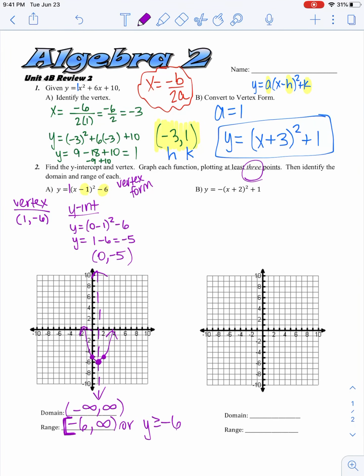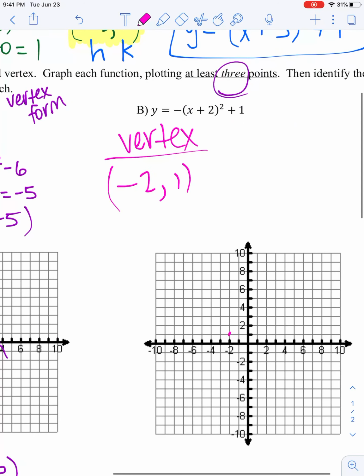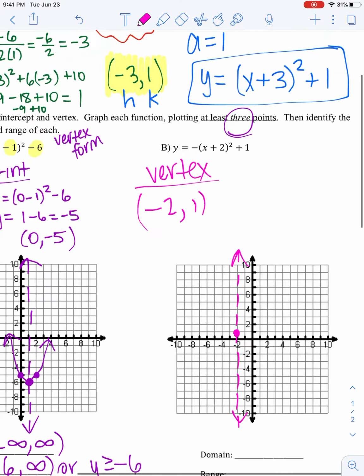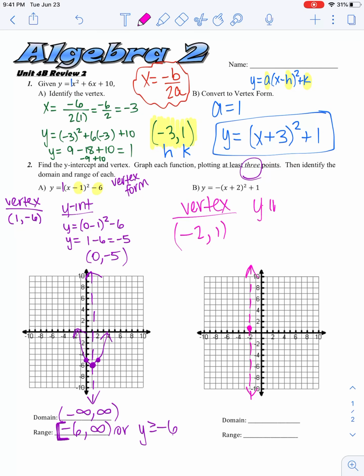All right, last problem. Part B for number 2 is also a vertex form. So once again, the vertex should be easy to identify. The vertex is opposite, same, negative 2, positive 1, and I can draw a vertical dash line passing through that point. For the y-intercept, it is not 0, 1. You don't simply look at this constant out there. That is what you do for standard form. This is not standard form.